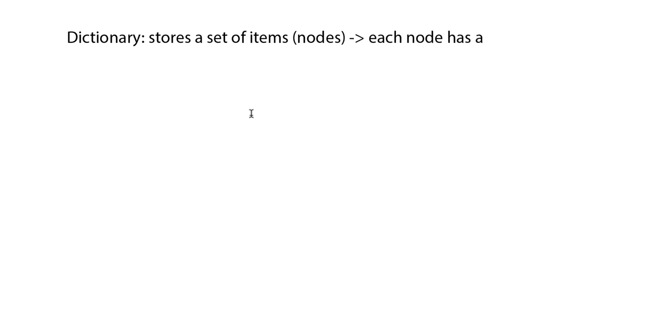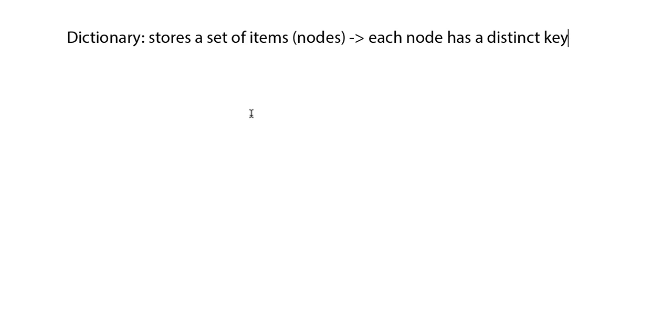You may have heard of an abstract data type called the dictionary. What a dictionary does is it stores a set of items or nodes, and each node has a distinct key. So each node has a distinct key. Of course, they have to be distinct unless otherwise stated.